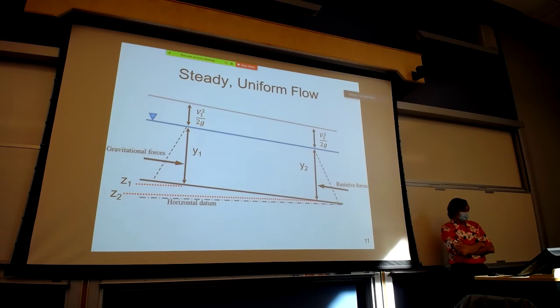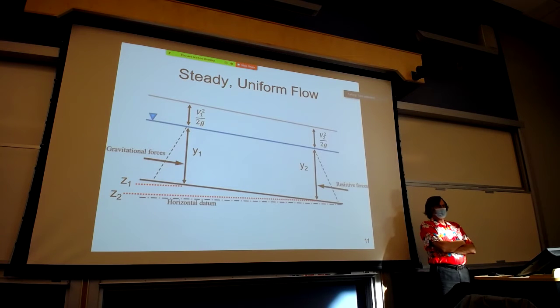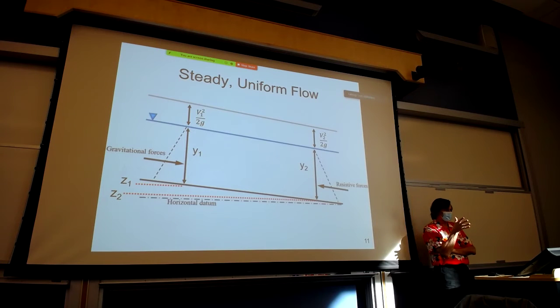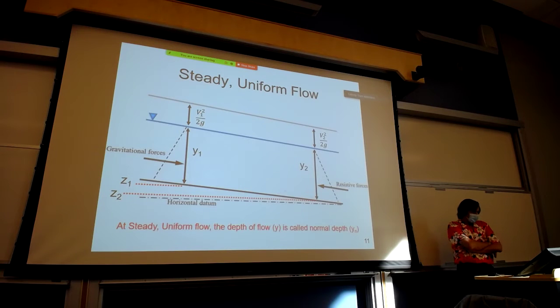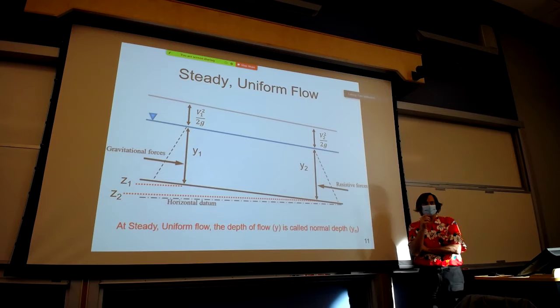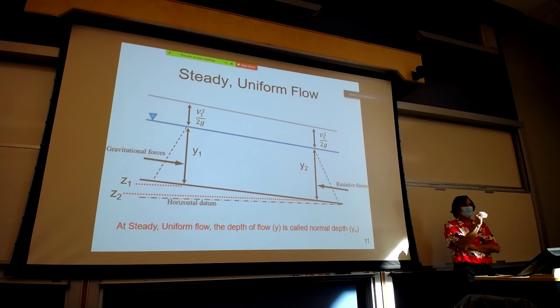So here is an example of steady uniform flow, and what you can see is that the bed is parallel to the water surface, which is parallel to the energy grade line. So because we have a constant discharge and a constant cross-sectional area, the velocities are the same all along the channel. The depths of flow are the same everywhere, and at steady uniform flow, the depth of flow is called normal depth. So in problems, if you're asked to calculate normal depth, that is basically telling you you have steady uniform flow.